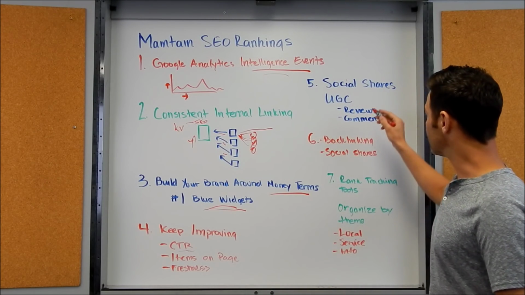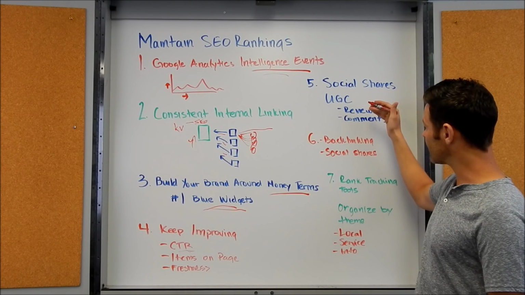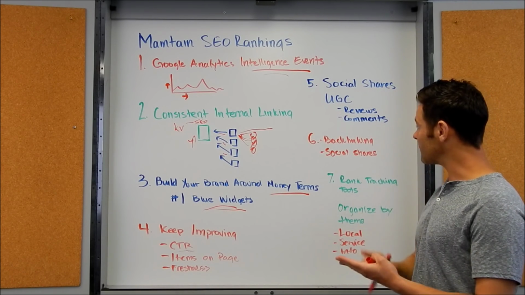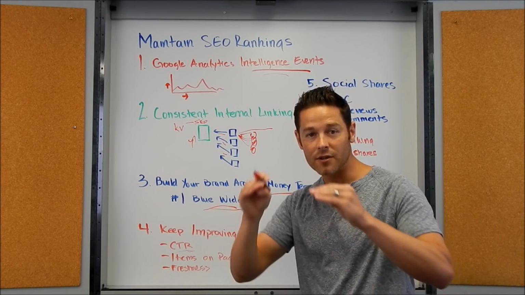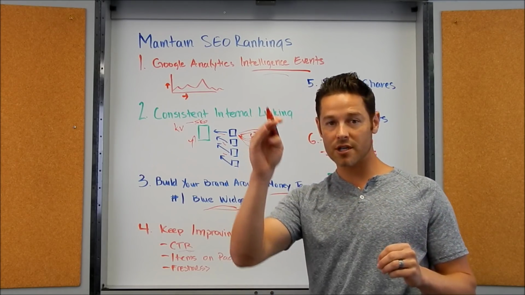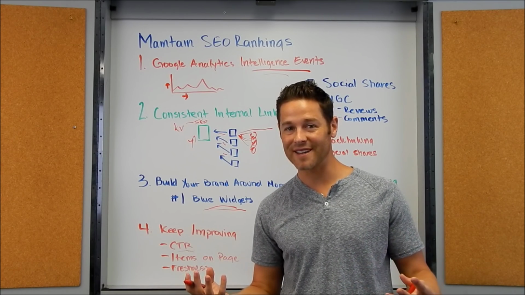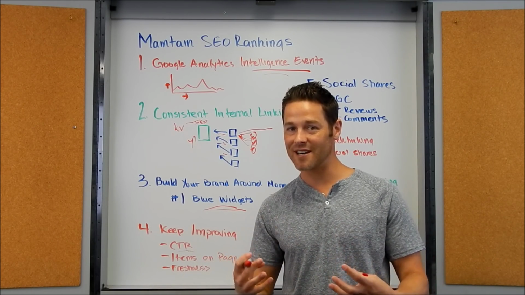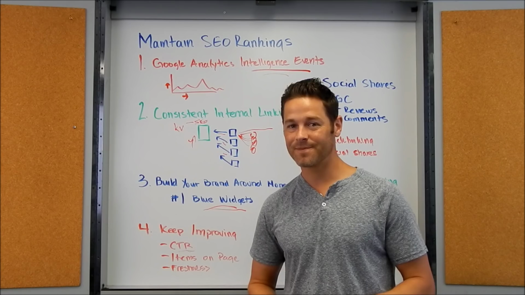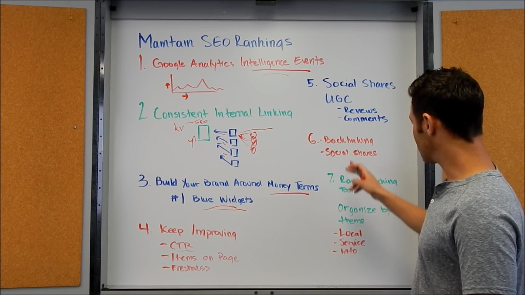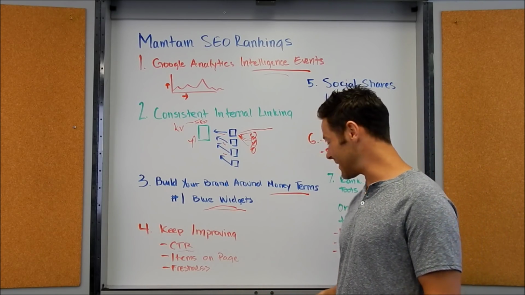Item number 5. Of course, encourage social shares, but also try to get user-generated content. Things like reviews or comments on individual landing pages can be really strong signals to not only maintain rankings for SEO, but push them even higher. If you've got users doing your work for you, that's a great thing, because then you don't have to write new content or update it as often. If other people are creating these reviews and comments, that helps quite a bit.